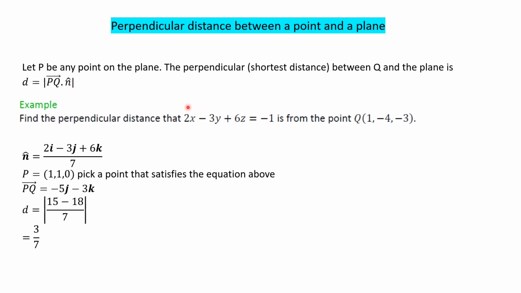Okay, let's see how the formula works here. In this case, you are given this equation and you're given the point Q as well. So you want to find the shortest distance between Q and that plane.